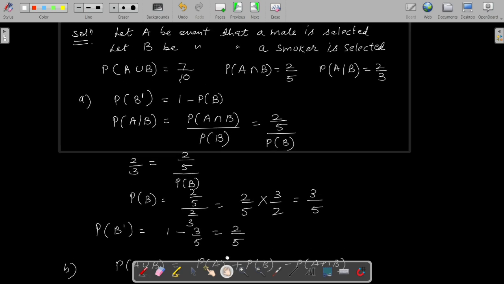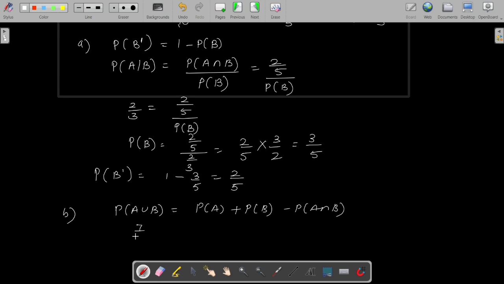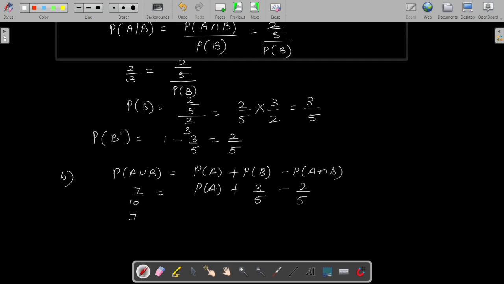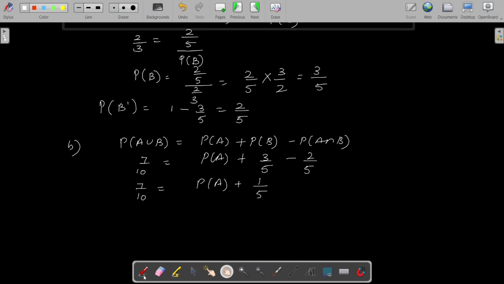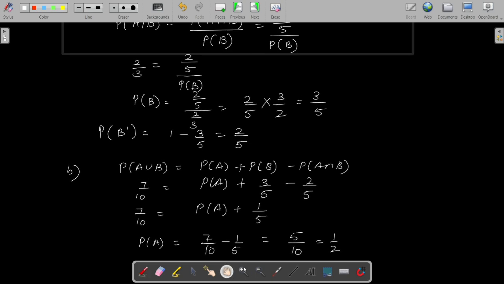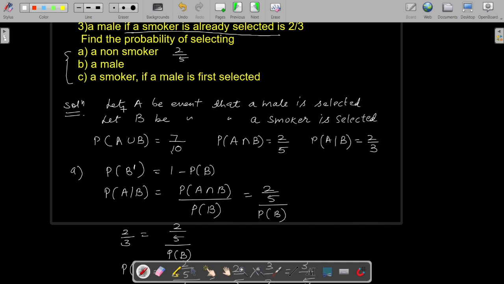So here you are given A union B, 7/10. We have to find A. B is 3/5 and A intersection B is 2/5. So it is 7/10 equal to probability of A plus 1/5. That means probability of A is equal to 7/10 minus 1/5, which is 5/10. That means 1 by 2. So probability of A here is 1 by 2. So probability of male is 1 by 2.